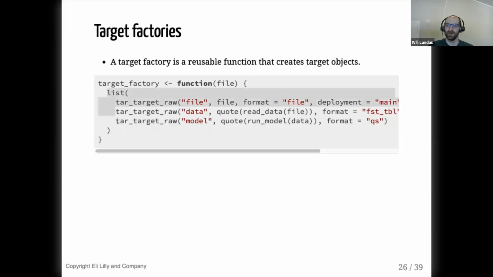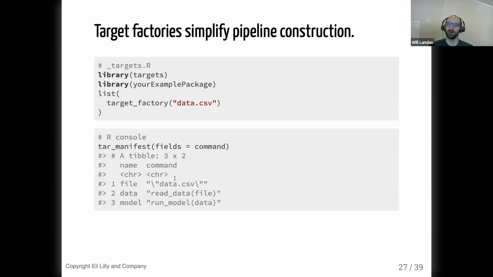You could create those target objects using a function that you define, and then instead of listing all those targets in the targets file of your particular pipeline, you could just call that target factory, which is defined in a package, and then you would automatically get those three targets for free. So this idea was not possible in Drake, and was not nearly as easy in Drake or Remake, if it even were possible.